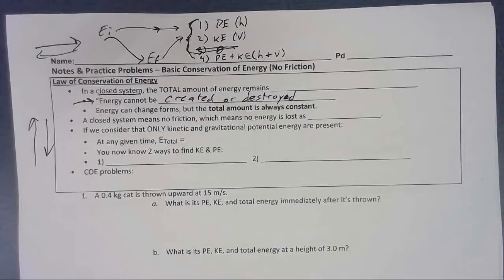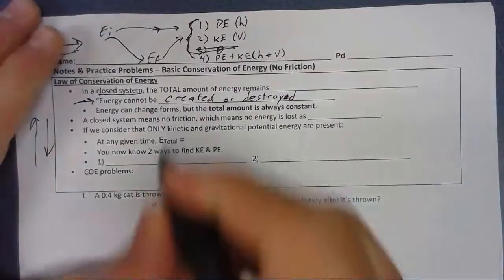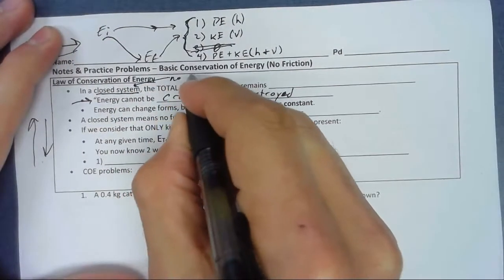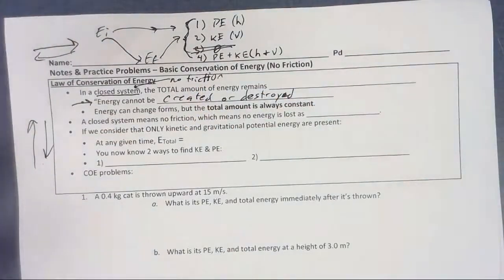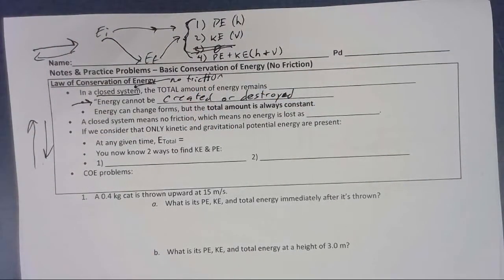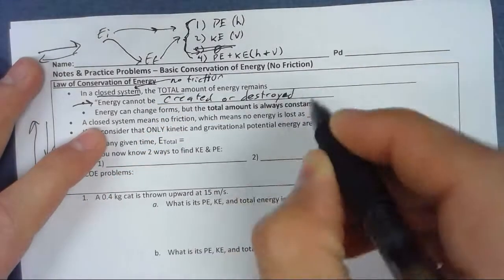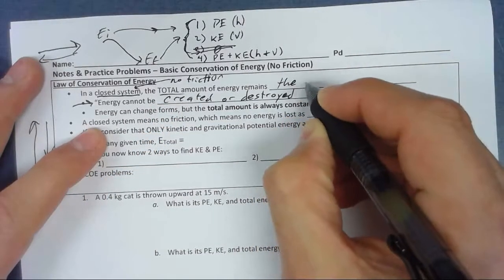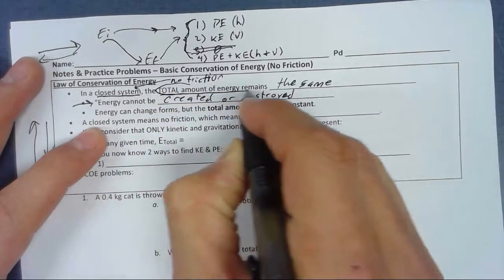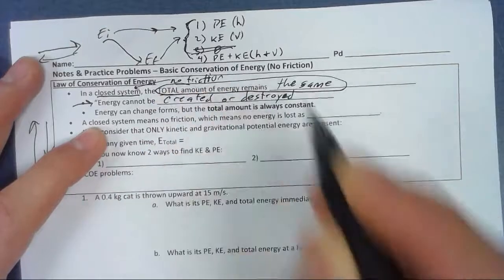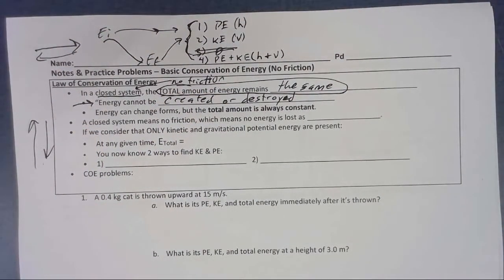The biggest thing you need to know about a closed system for us is that a closed system really just means no friction. That's what we're basically dealing with here. If there's friction involved, then energy can escape in the form of heat. So we're not going to be dealing with friction with this stuff. In a closed system, if that's the case, and energy can't be created or destroyed, that means the total amount has to remain the same. It has to remain constant. And this right here is a really, really important point. The total amount of energy has to remain the same.